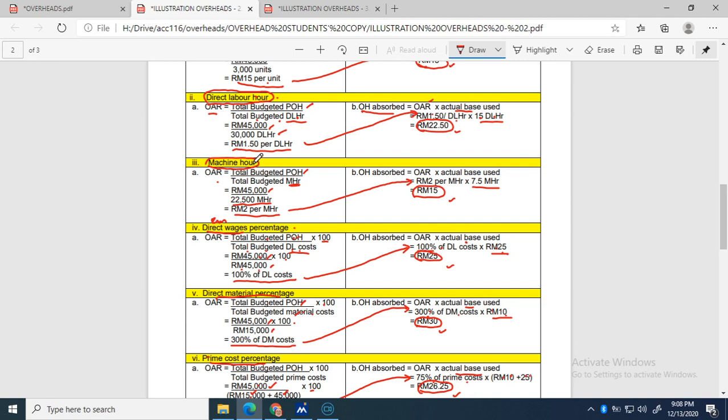Okay, thank you. Next, overhead absorption using departmental rate. That means one department, one rate. Different departments will have different rates or may use different bases.